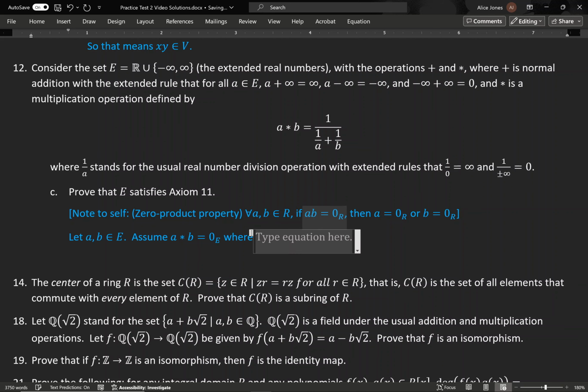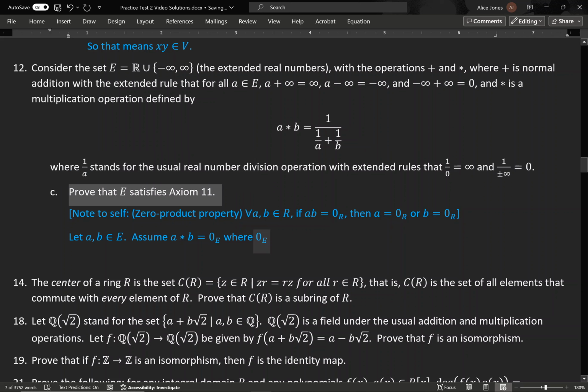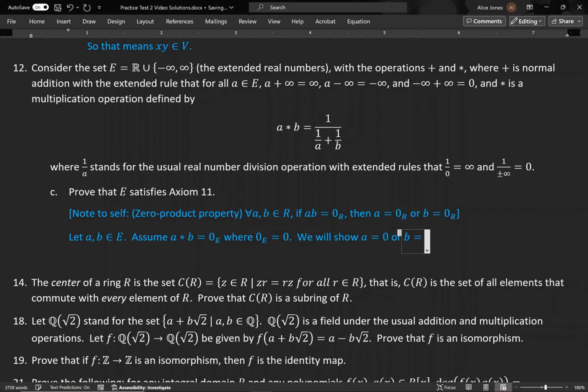And we do know, I think on the actual problem, this was part C, so the part where you figure out what 0_E is was a previous part. So that does have to be 0. And then we're going to show this: either A is 0, I'll just replace this with regular 0, or B is 0.